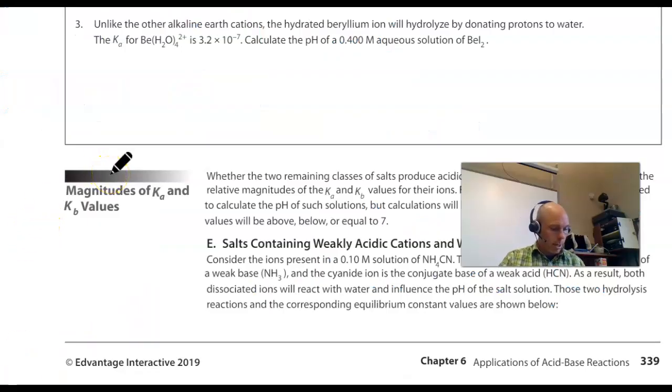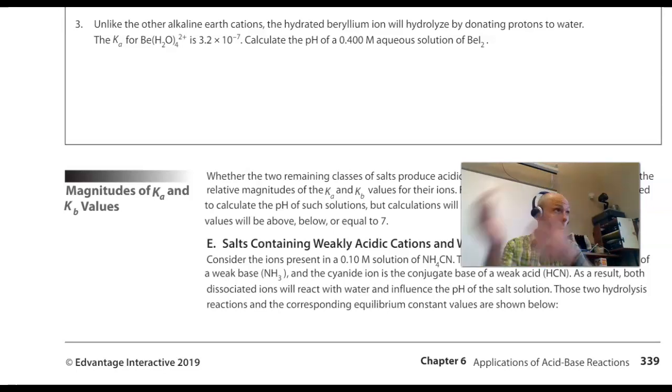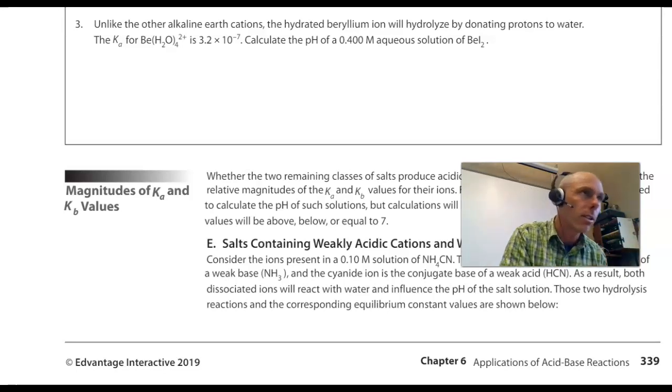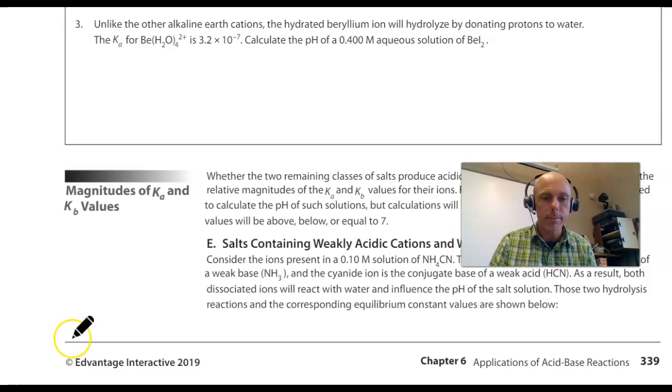We are now on page 339 of our textbook, looking at this section titled Salts Containing Weakly Acidic Cations and Weakly Basic Anions. We've looked so far at salts that don't have a weak acid or a weak base as their cation or anion. They're neutral. Or salts that have as the cation a weak acid, but the anion is not a weak base. It's an acidic salt. Or salts that have as the anion a weak base, but the cation isn't a weak acid. It's a basic salt. Well, if the cation is a weak acid and the anion is a weak base, then those salts can either be acidic or basic, or possibly neutral, but unlikely.